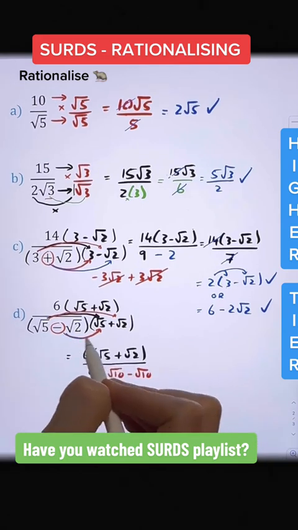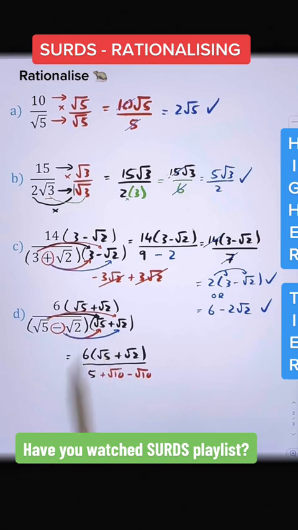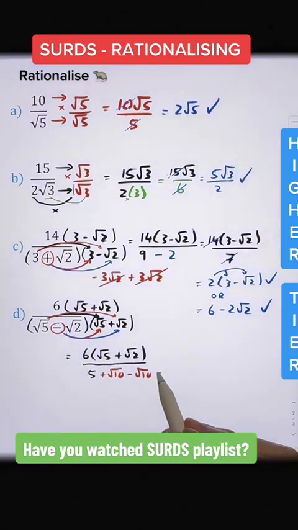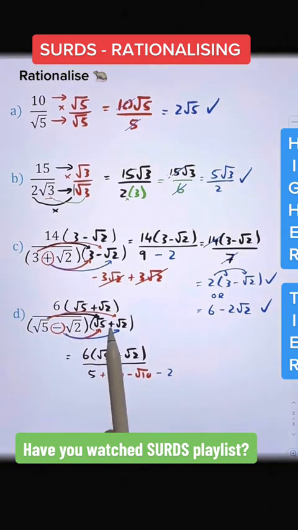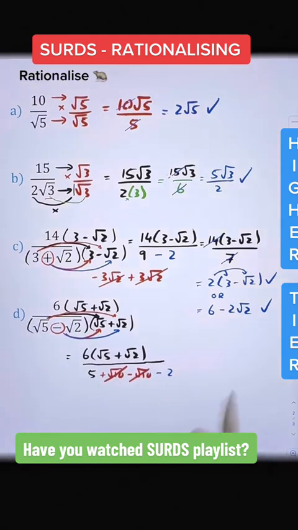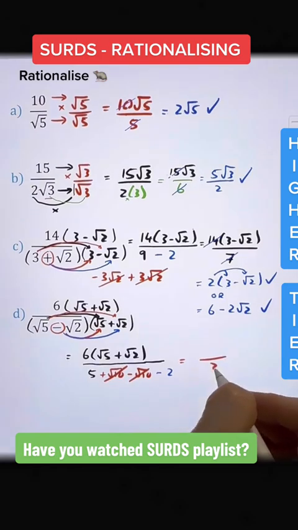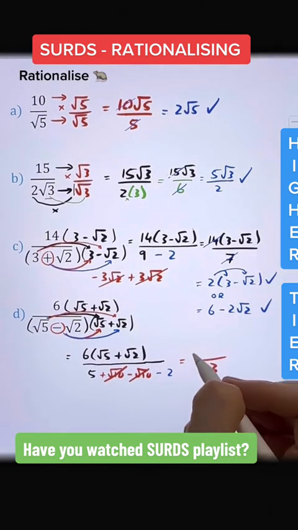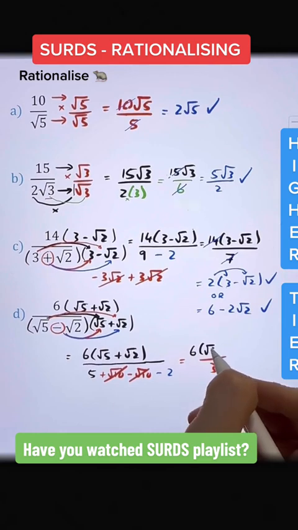And finally, my last term in each bracket, here I have negative root 2 multiplied by positive root 2, which will simply give us negative 2, because a negative times a positive is negative, and a root times itself is just a number. On the bottom, I know my two middle terms will cancel, as positive root 10 subtract root 10 will give me 0, and therefore I'm just left with 5 take away 2, which is 3. On the numerator, I still have 6, and in single brackets, root 5 plus root 2.